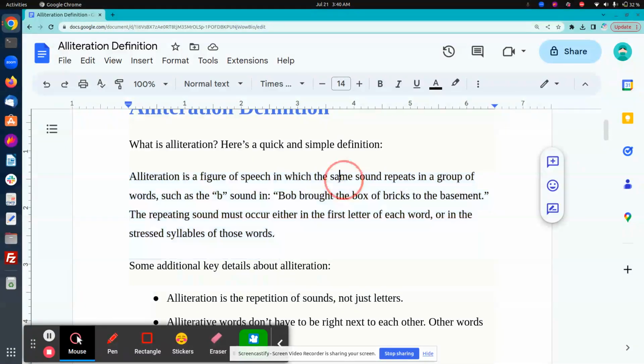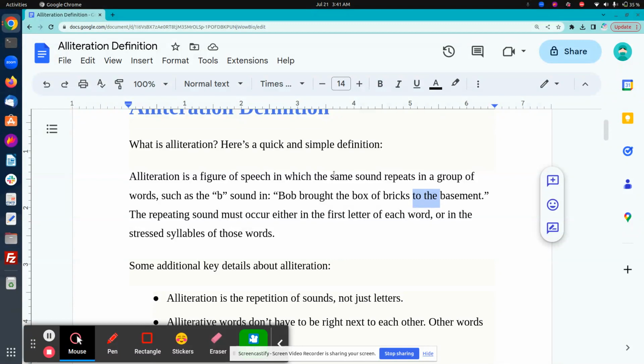See, the emphasis is on the same sound, not the same letter. Here the letters are the same, the majority of the letters are B, B, B, but the sounds are also the same. Bob brought the box of bricks. In the sentence, different prepositions and articles are also coming. We're going to get to know further why this is happening in an example of alliteration.